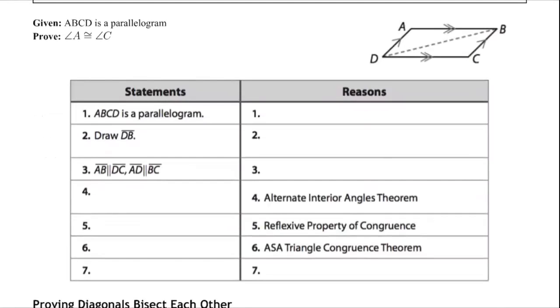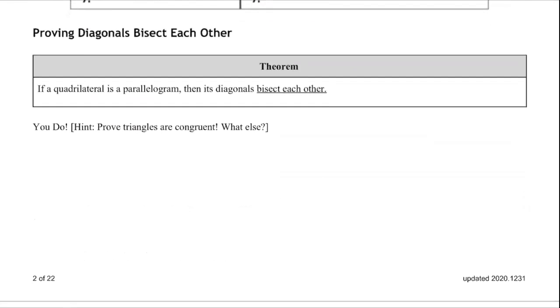While you're at it, prove that the diagonals bisect each other. If a quadrilateral is a parallelogram, then the diagonals bisect each other. My suggestion to you there is the following. Draw a picture like this: A, B, C, D, and draw the two diagonals. You may use the information from above.